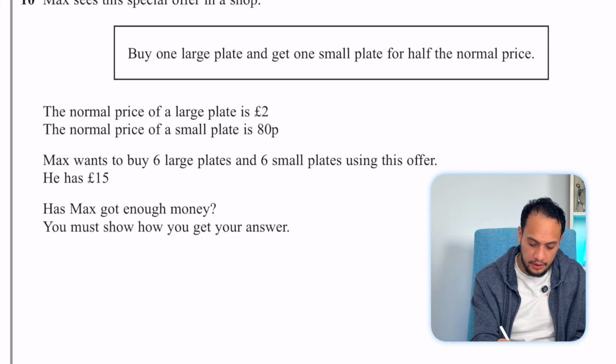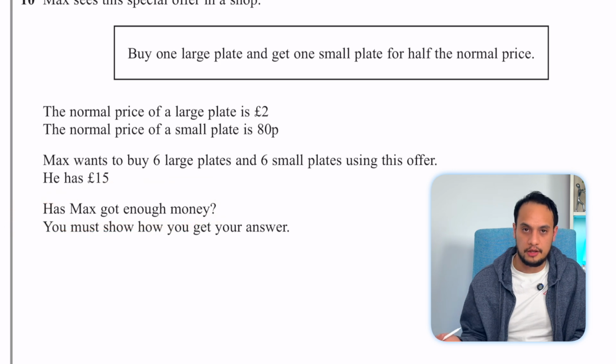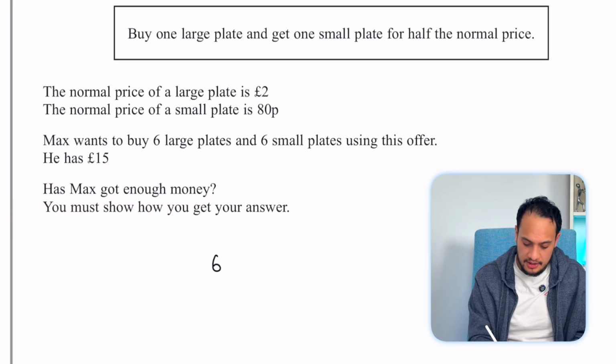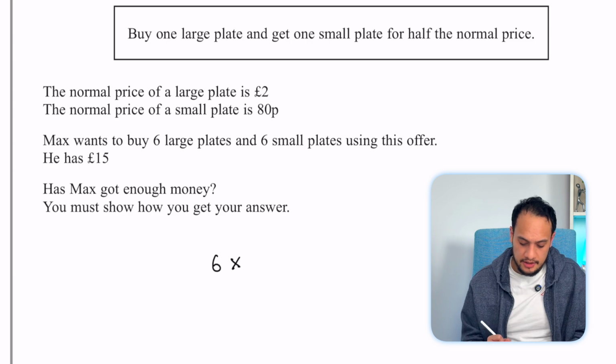So remember, we are looking to eventually evaluate this question. Has Max got enough money? So you need to say yes or no. He wants to buy 6 large plates. So we take that information there, 6 large plates, and then we're multiplying by 2. We've got to show that. 6 times 2 is £12.